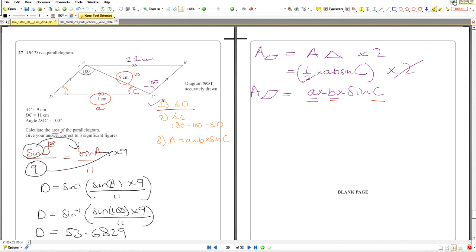So we've just done part 1, we worked out angle D. So that's angle D now, 53.69 degrees. Now we want to work out angle C. What did we say before? We can work out angle C.